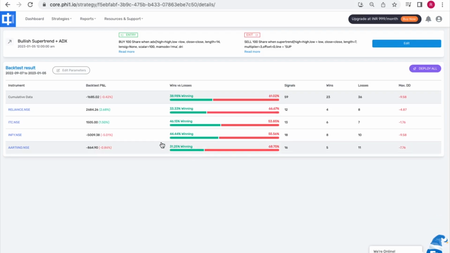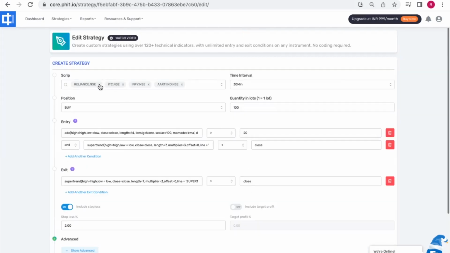Alright, so looking at the win rate and the PNL, only ITC meets my preferred criteria. So I'm going to go ahead and remove the other scripts and only go ahead with ITC. So I go back and remove the other scripts.